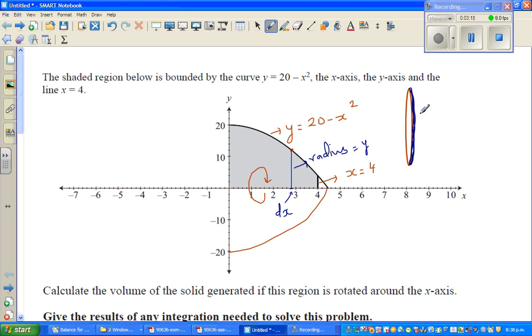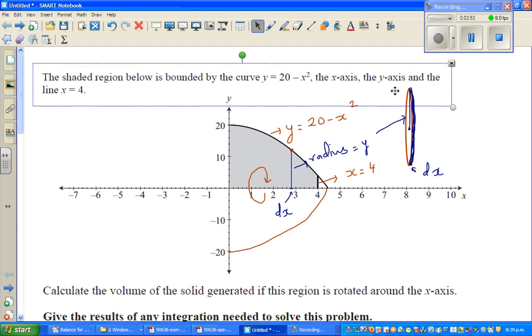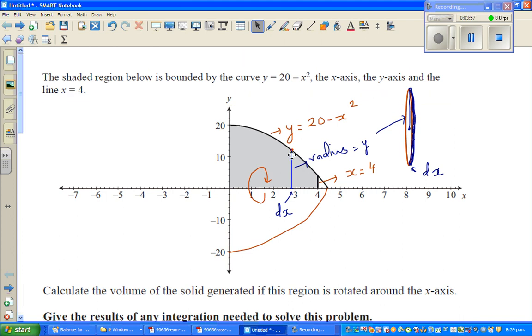So let us transfer this to this disk. When this is rotated, this is the radius, which is y, and this thickness is nothing but dx. So when you want to find the volume of this solid, which is generated because of the rotation of this shaded area, you're finding the sum of all the infinite disks from 0 to 4. Imagine this disk, which you can transfer from here. So this is the disk, and you have infinite disks from 0 to 4.